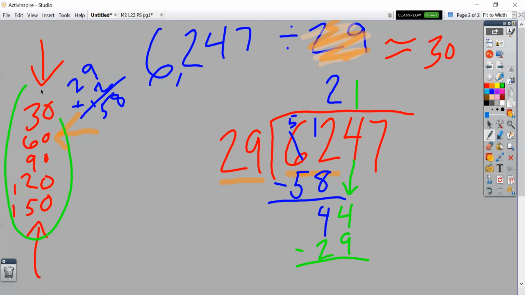Remember, you can't use these numbers. Those were just our estimates to help us think of which starting point to use, how many groups to try to start with. So don't use those actual numbers. So 314.